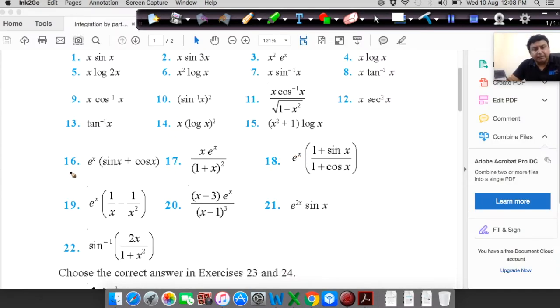So let's see the 16th: e to the power x, sin x plus cos x. Sin x when differentiated is cos x, so answer is e to the power x into sin x plus c. The 17th is a very important sum.